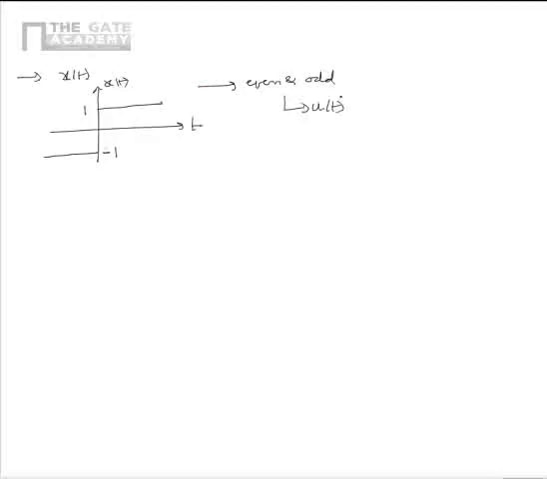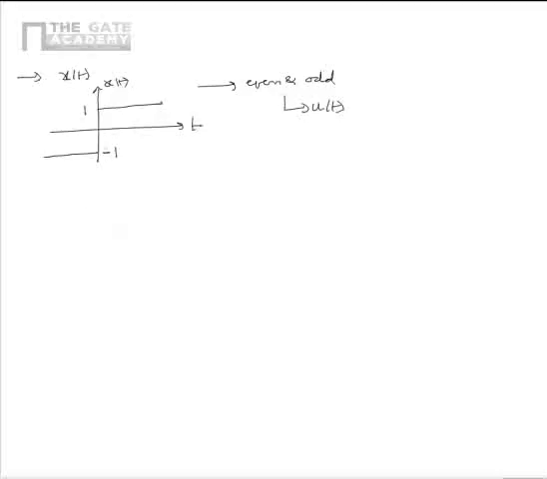There is a signal x of t which is given as shown in the figure. For t greater than or equal to 0, x of t is 1, and for t less than or equal to 0, x of t is minus 1. We have to find the even and odd parts of the signal x of t in terms of the unit step function u of t.